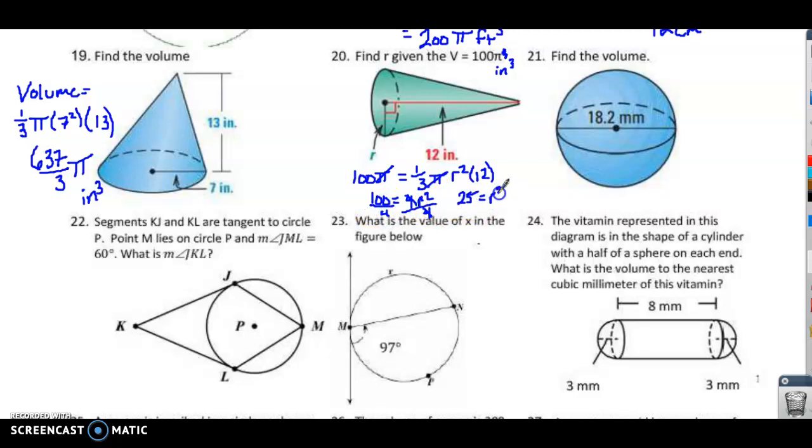25 equals r squared. Well, I'm looking for a positive distance here. I'm looking for the radius. Take the square root of both sides. And r equals 5 inches. Square root of 25, 5.